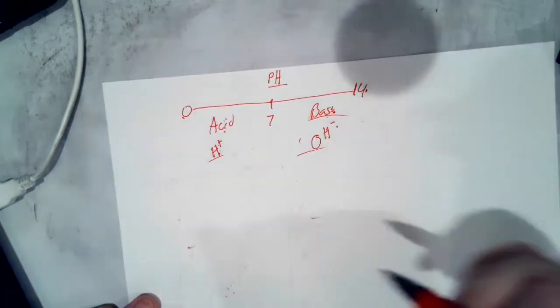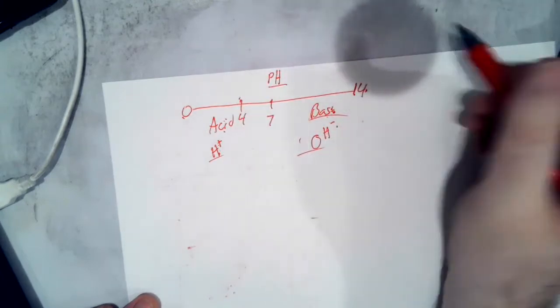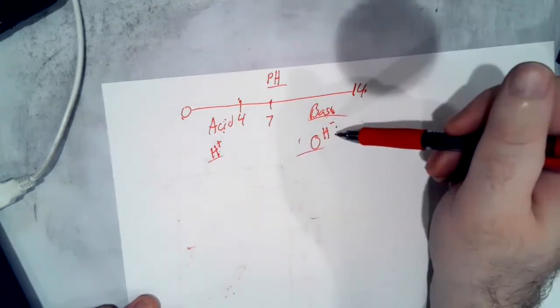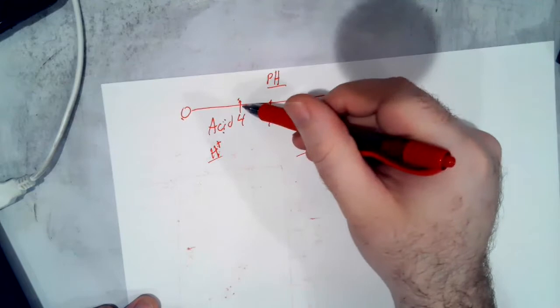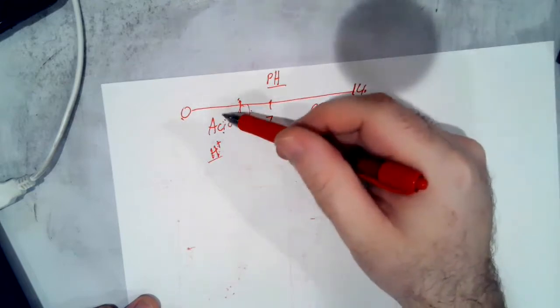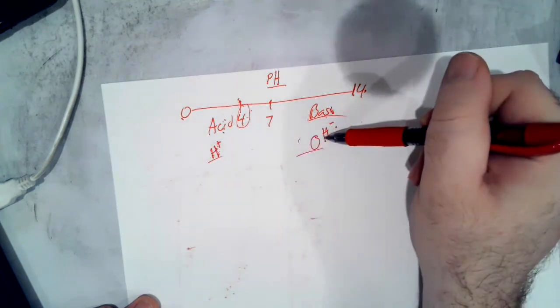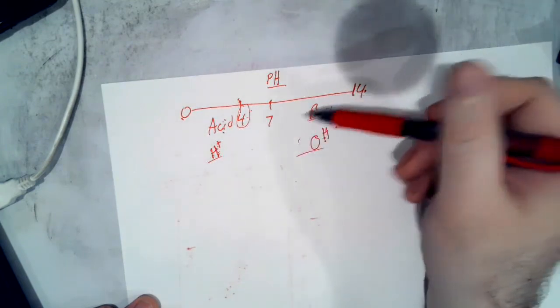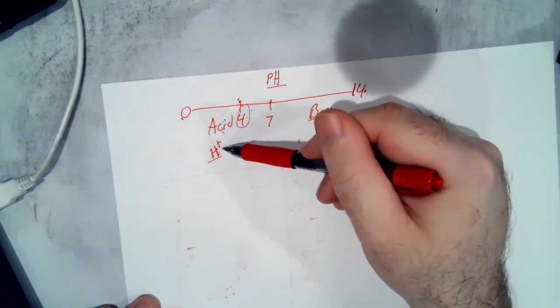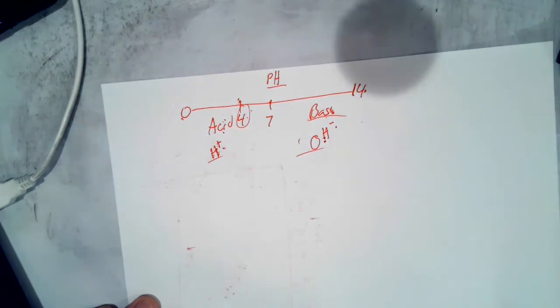So if I were to ask you a question, a pH of 4, does it have more hydrogen or hydroxide? It should be easy, right? Because on this side, it's acidic. So if it's acidic, it has more hydrogen, but it also has less hydroxide. So your answer would be, it has more hydrogen ions, less hydroxide ions.